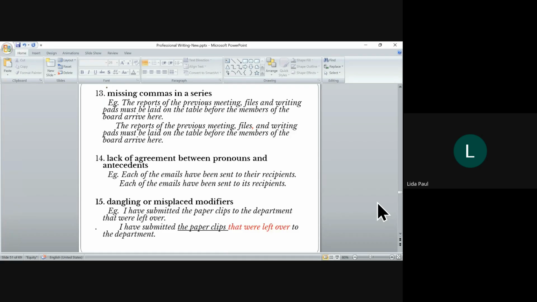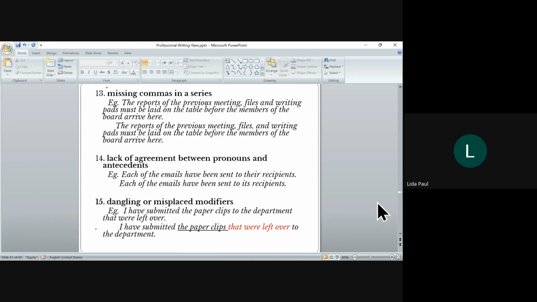So look at the example. I have submitted the paper clips to the department that were left over. Right? So what is your modifier here? "That were left over." This adjectival clause is your modifier. But that modifier is basically the modifier for the paper clips, right? In the first sentence, see where the paper clips is written and where the modifier clause is present. They're very removed from each other. They're distant from each other.